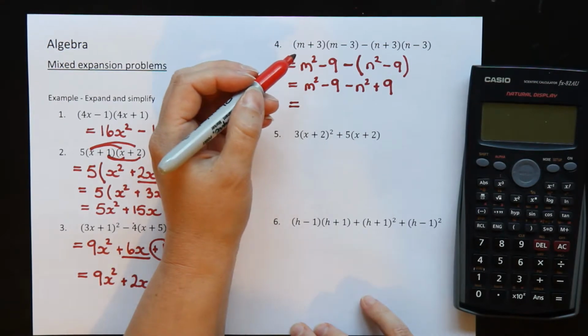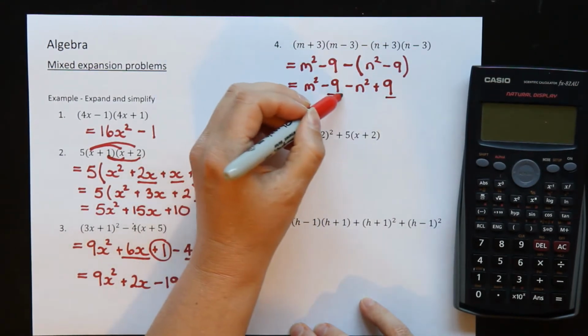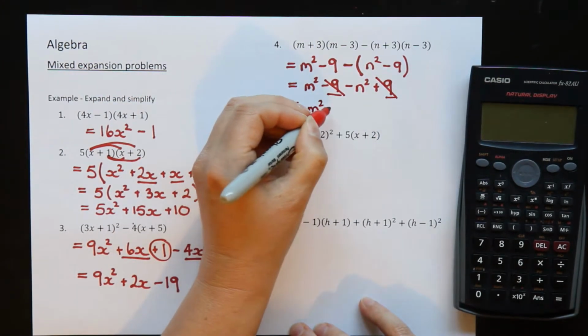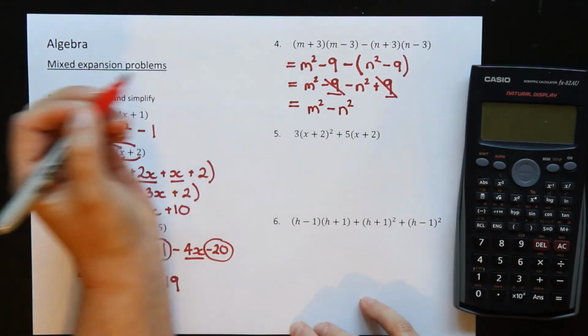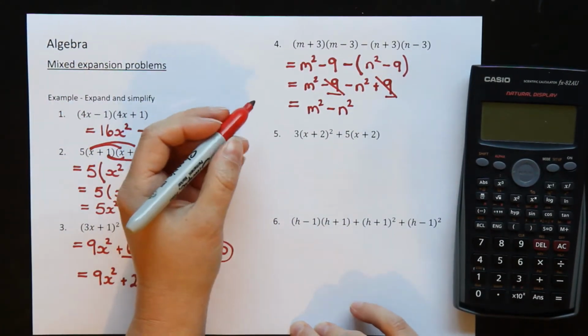So what have we got here that we can collect up? Minus 9 plus 9, they're actually going to cancel out. So all that is left is m squared minus n squared. Alright, question 5.